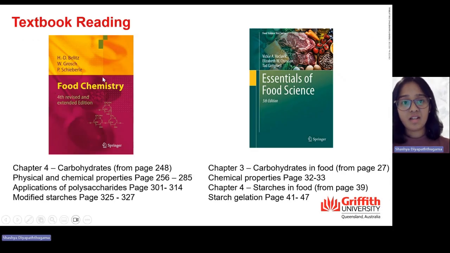These are two textbooks recommended for you to read. Both these books are available in the Griffith Library, and I have given you the chapters and the relevant pages that you should read.